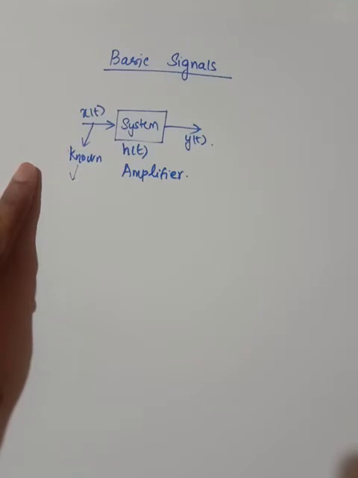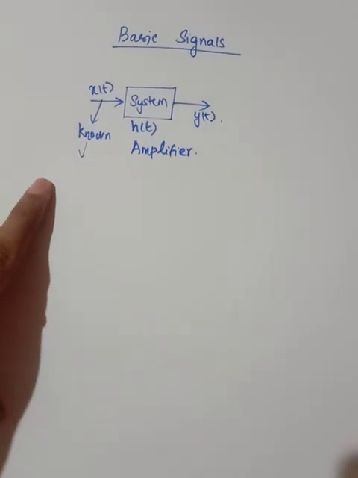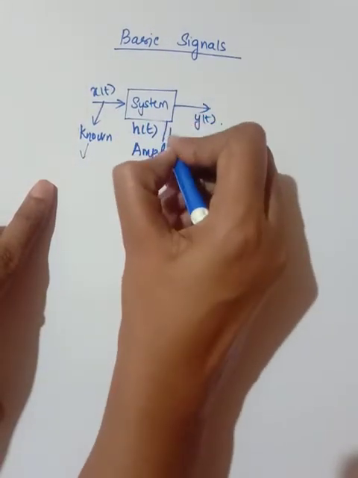So for that purpose we are going to study these basic signals. In signals and systems there are different basic signals, and these basic signals are used to study the system properties. Also, these basic signals are elementary signals, and they allow us to better understand the properties of both signals and systems. The system may be a continuous time system or a discrete time system.